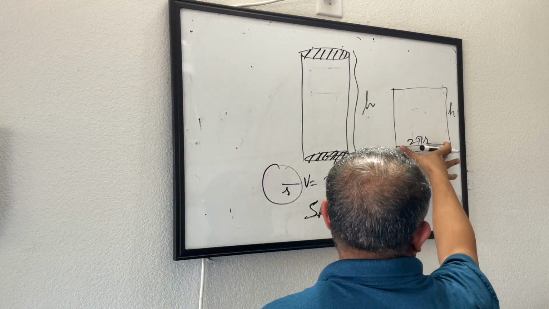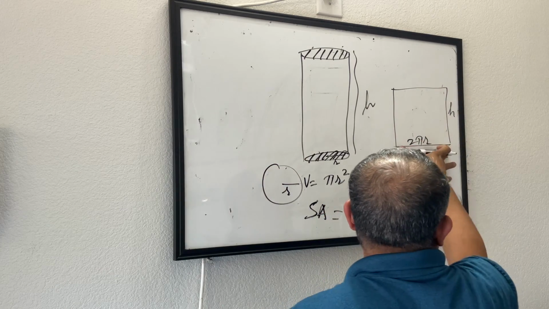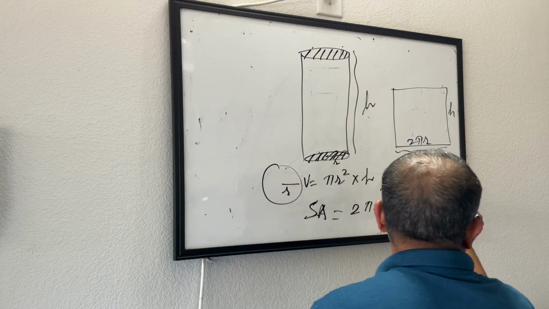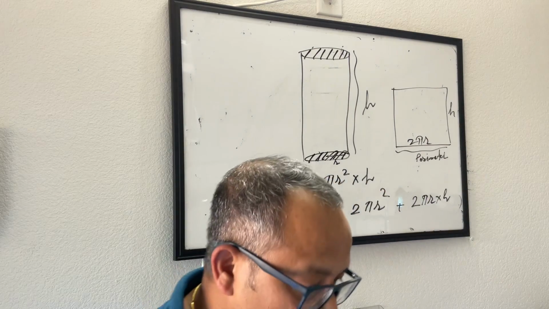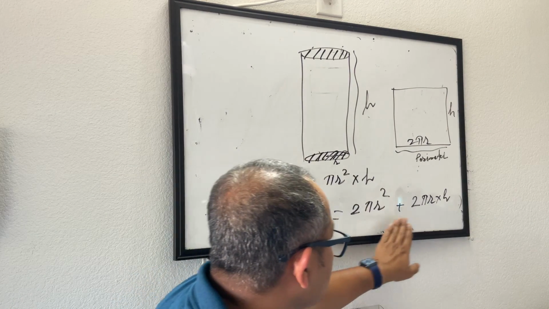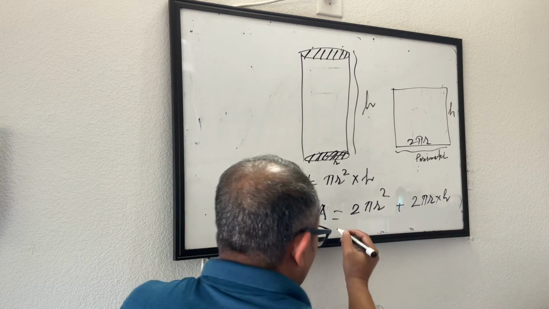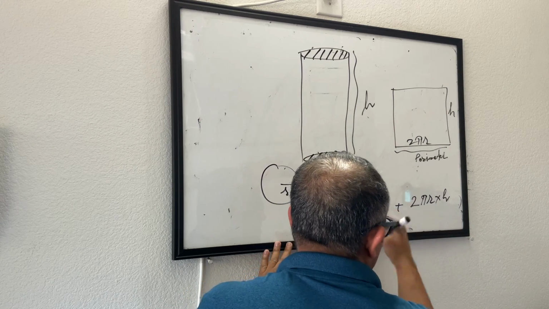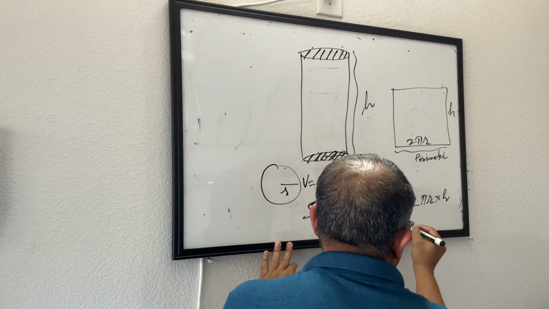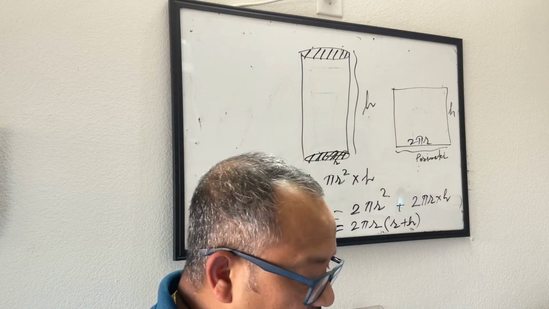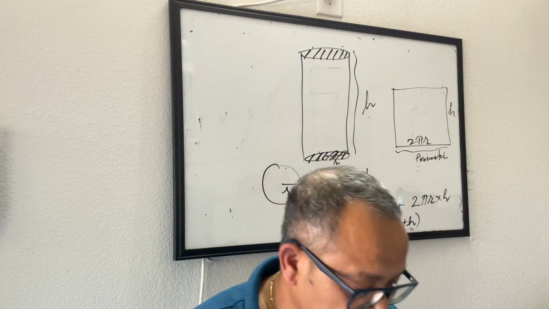Now look at this length and this length. Length times width. 2 pi r times width. That becomes your total surface area of a right cylinder. So 2 pi r square plus 2 pi r h. Or if you want to make it a little shorter, 2 pi r is common in both the terms. So here r plus h. 2 pi r into r plus h. Any which way.